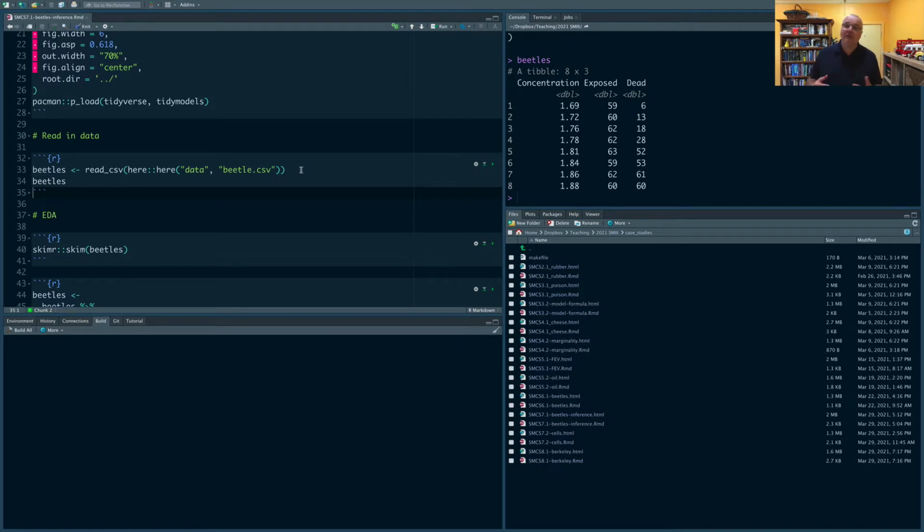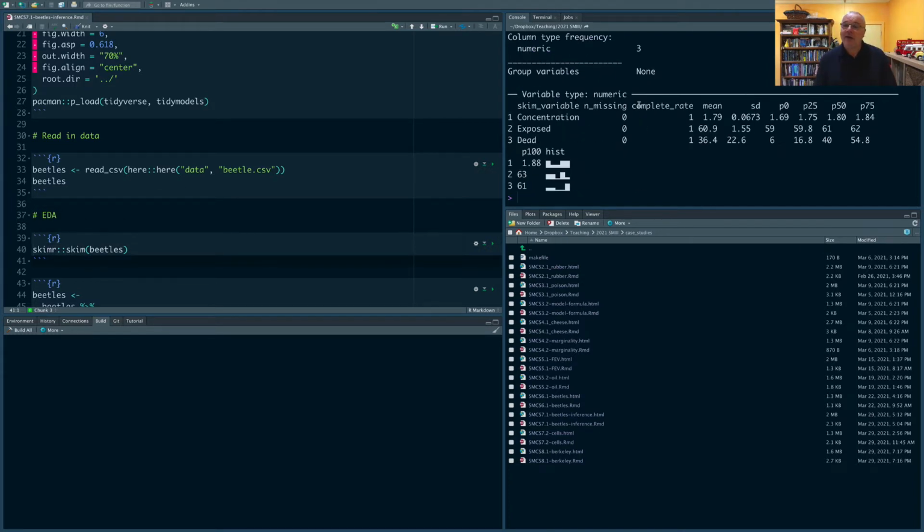Just to remind you, what we did is we had different concentrations of this pesticide and we'd expose a certain number. So in the first experiment, we used 1.69. We had 59 beetles, of which 6 died. And we want to see the relationship between the probability of dying at different exposures. We had a bit of EDA, had a look at it.